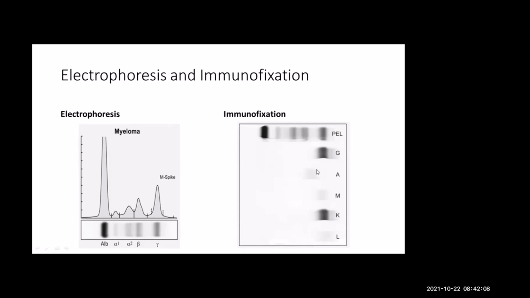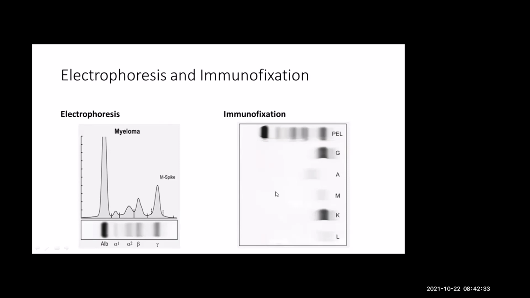What you see on the right side is immunofixation, where they put antibodies against these different antibodies. So these are antibodies against antibodies, and in this immunofixation you see a positive staining for G, so that is IgG, and you see kappa. So electrophoresis and immunofixation are two different things. Electrophoresis is less sensitive, immunofixation is more sensitive.